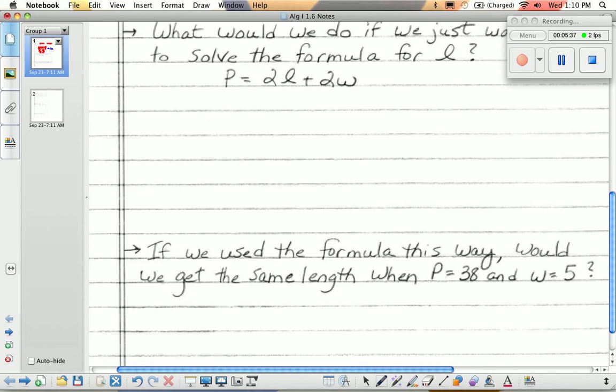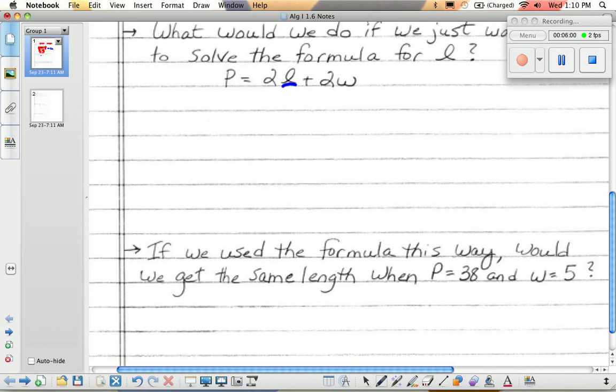What can you do then? When they say solve for L, what are they really asking you to do? Get the L by itself. Isn't that what solving means? Get it by itself. So they're really asking us to get this fellow right here all by itself. Oh, so we know what to do.